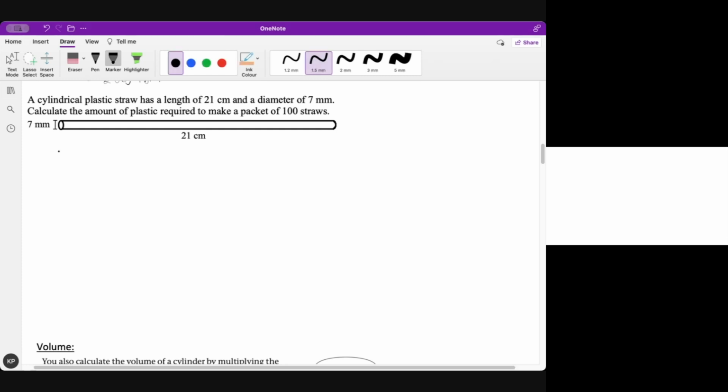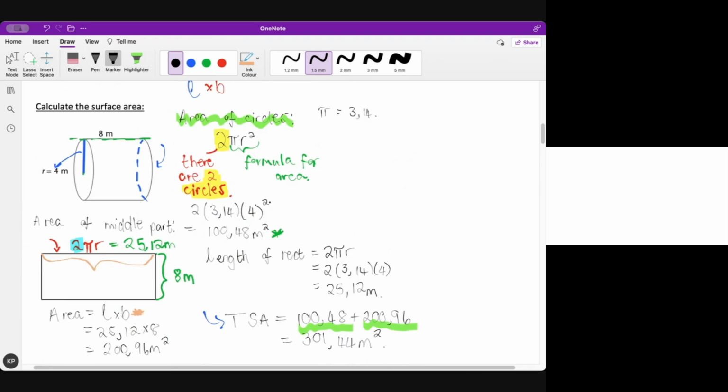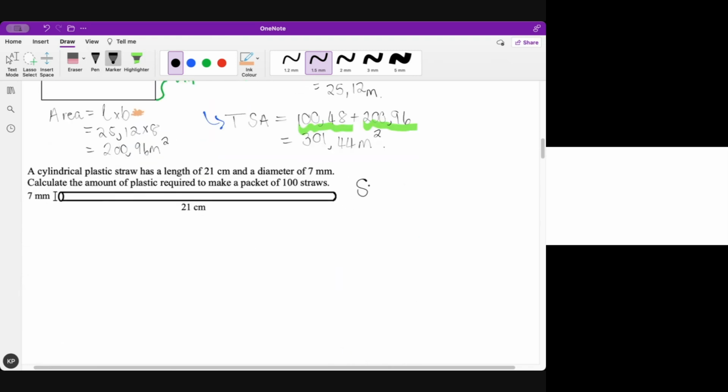Let me rewrite it. So surface area is 2 pi r squared plus 2 pi r h. Not the diameter. That's not the problem here. Look at my formula. We're going back to the formula, right? I'm going to ask you guys this time. What does this part account for in a cylinder?